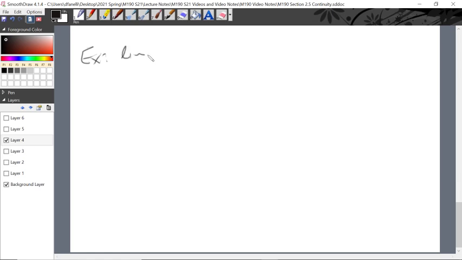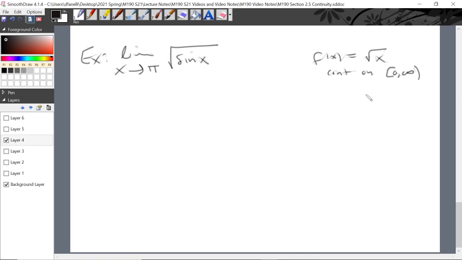How about the limit as x approaches pi of the square root of the sine of x? Right. So here we're looking at the outer function f of x, the square root of x, which we know to be continuous on the closed interval from 0 to infinity.